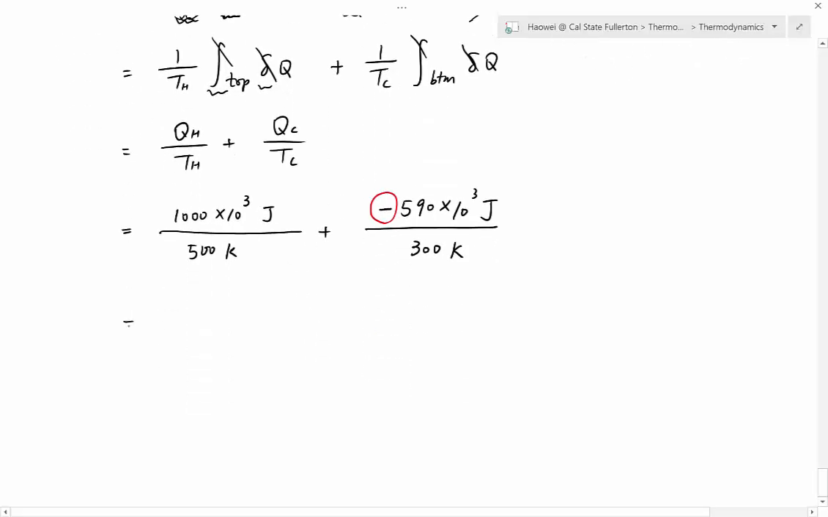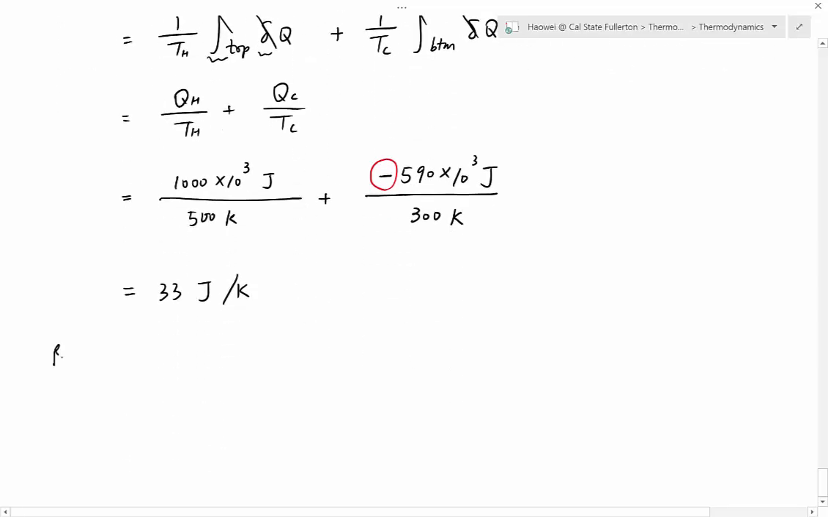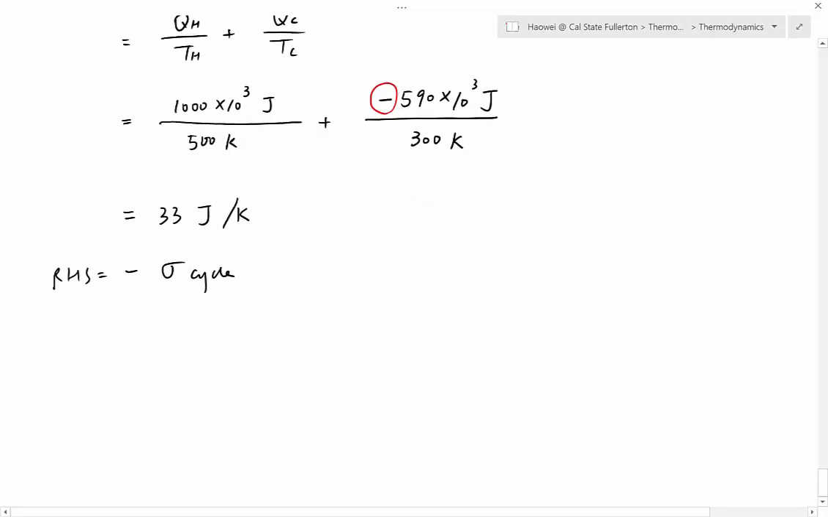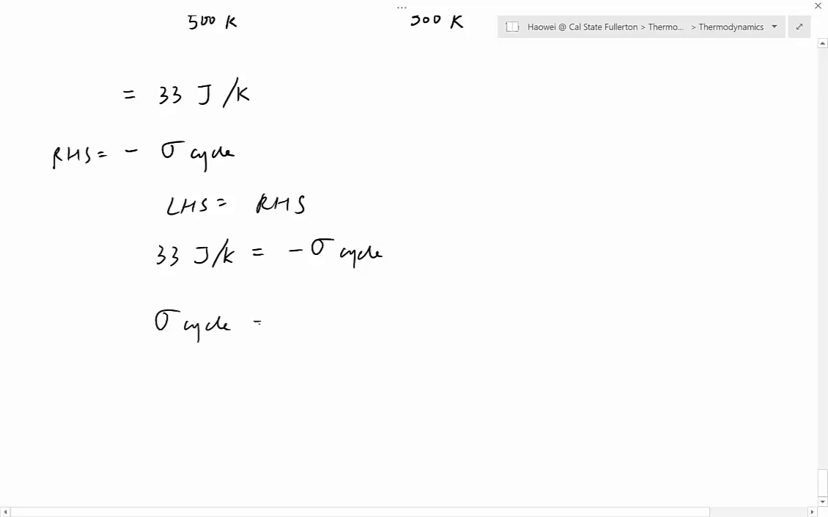Okay, so now you use your calculator. Your solution is 33 joule per Kelvin. That is the unit. And don't forget, that's our left-hand side. What is the right-hand side? Right-hand side is negative sigma cycle. So now we have left-hand side equal to right-hand side. Left-hand side is 33 joule per Kelvin. Right-hand side is negative sigma cycle. So finally, sigma cycle is equal to negative 33 joule per Kelvin.